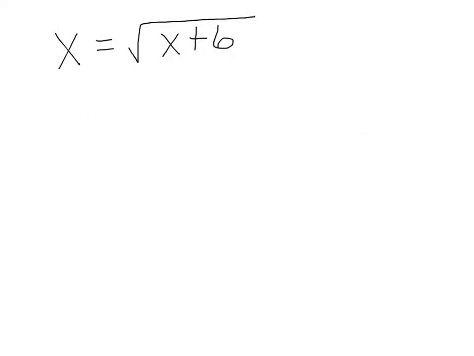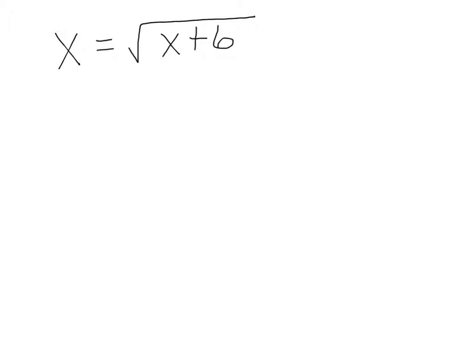And so this right here is a radical equation. And the reason it's radical is because there's a radical in the problem. And the reason it's an equation is because there's an equal sign, right? Now this is probably the hardest type of radical equation you'll have to do.